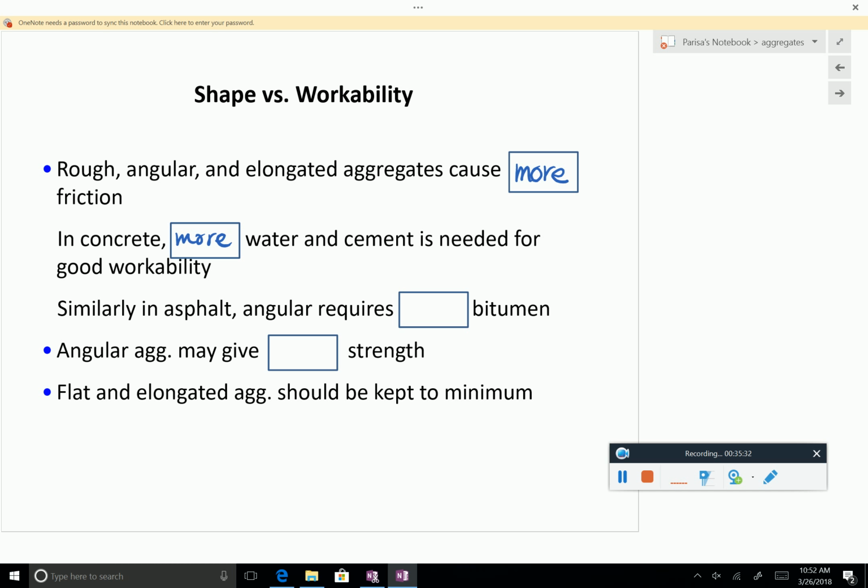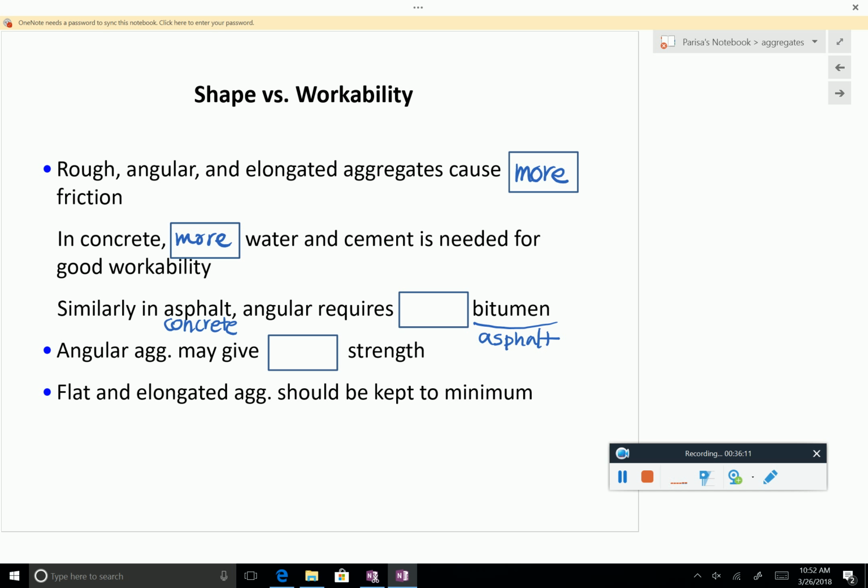Aggregates are like pieces of meat in a soup, or maybe potatoes, depending on the soup. Similarly, in asphalt concrete, angular aggregates require, so this is bitumen, which is another word for asphalt. Does it need more or less asphalt if you have angular aggregates?